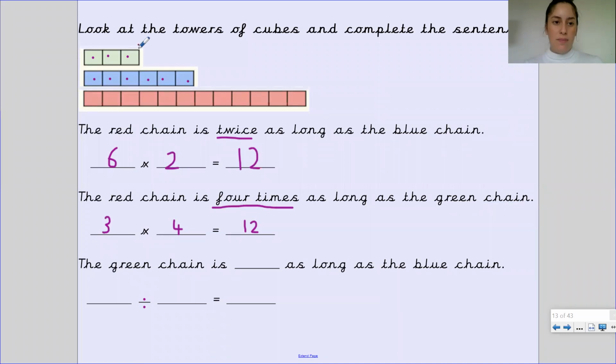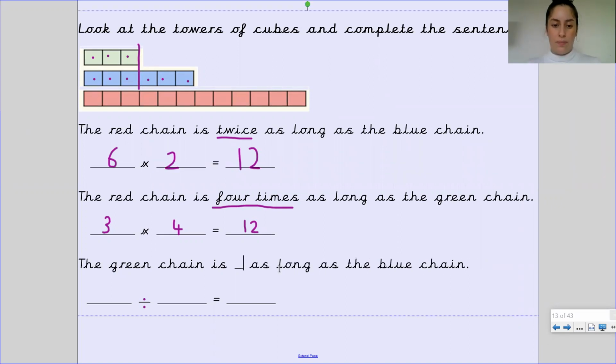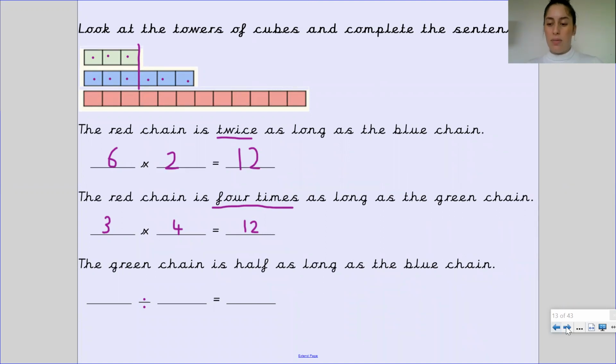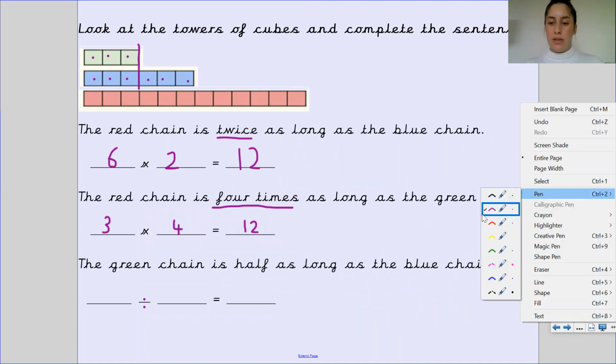So can you see that essentially the blue chain has been cut in half, and that represents the length of the green chain? We've got 1, 2, 3 on this side and 1, 2, 3 on this side. So the green chain is half as long as the blue chain. And how could I represent that using a number sentence?